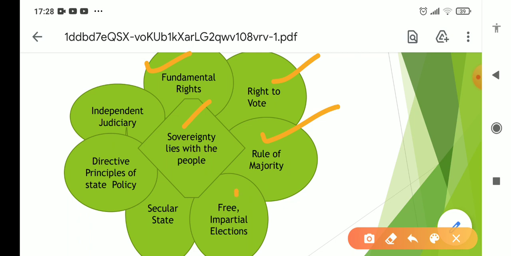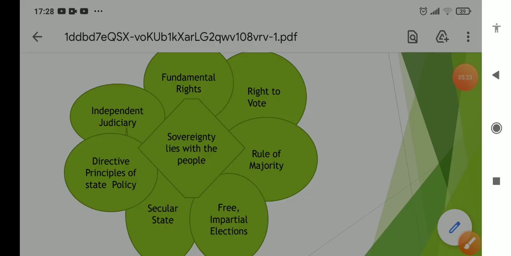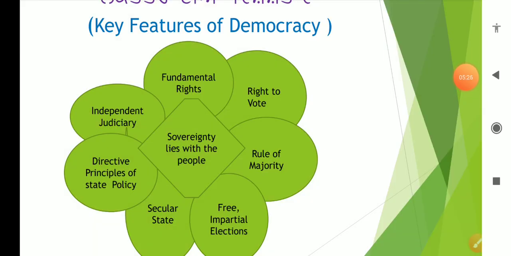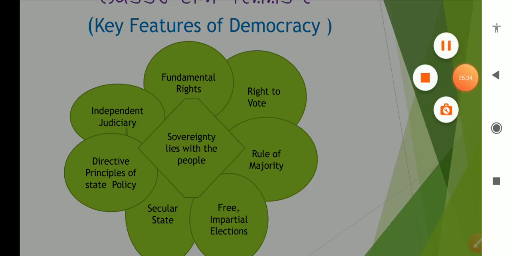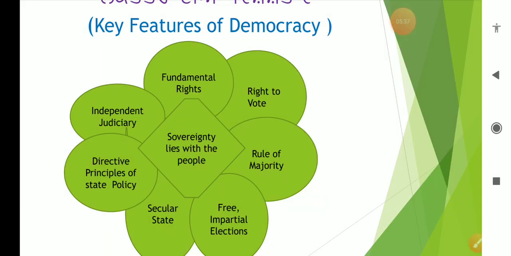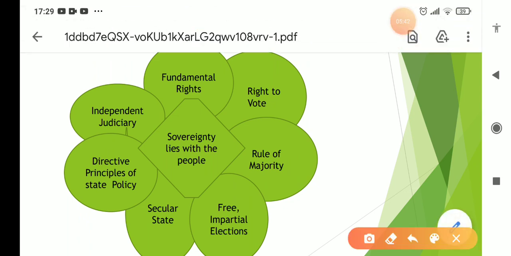Then free and impartial elections. There are free and impartial elections held at an interval to govern the country. Those who win form the government. These free and impartial elections are held periodically, on an interval, and are held under the Election Commission. So free and impartial elections are one of the key features of democracy.